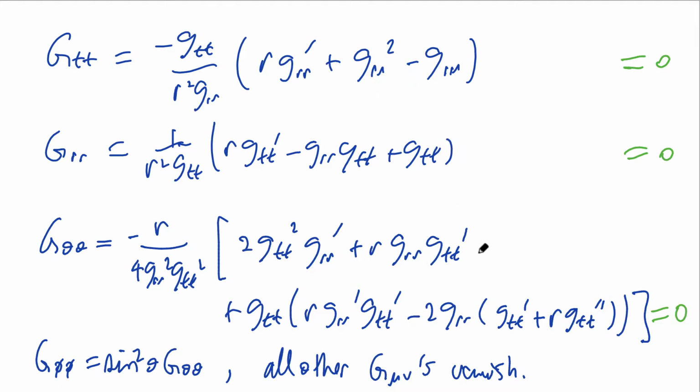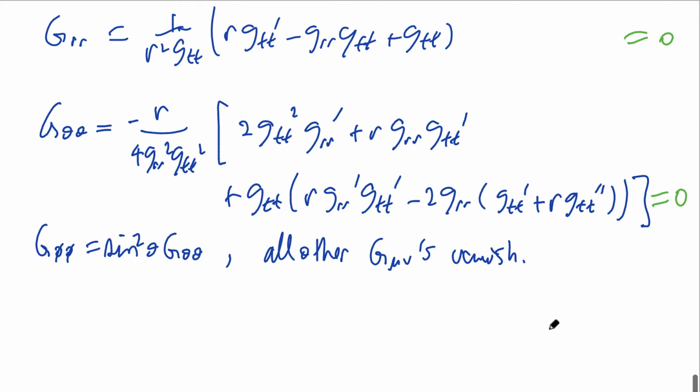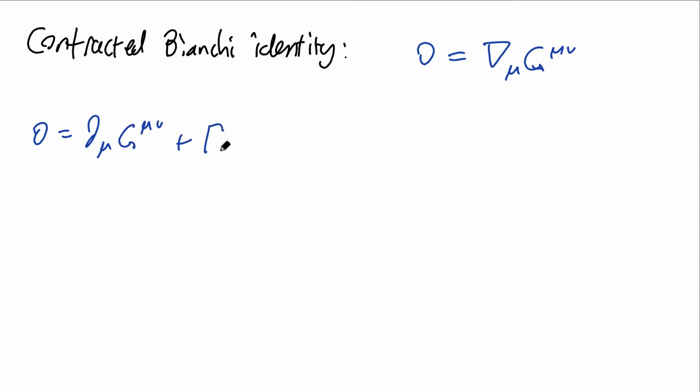But in fact, these three differential equations aren't independent. If you'll recall, the contracted Bianchi identity tells us that the Einstein tensor must satisfy del_mu G^(mu nu) equals 0. So let's write this out in detail. Just using the definition of the covariant derivative, this is partial_mu G^(mu nu) plus Christoffel symbols, Gamma^mu_(mu sigma) G^(sigma nu) plus Gamma^nu_(mu sigma) G^(mu sigma).